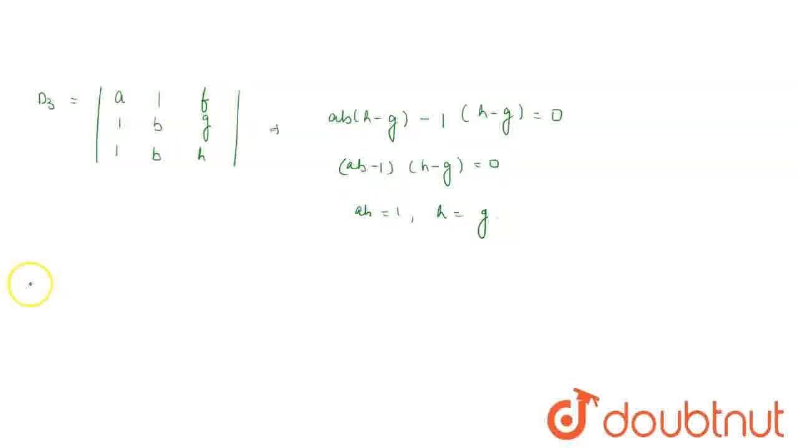So let's say we will take case 1 where C and D are equal and AB is not equal to 1. So if we put this value, then D3 is 0, where H is equal to G and C equals D.